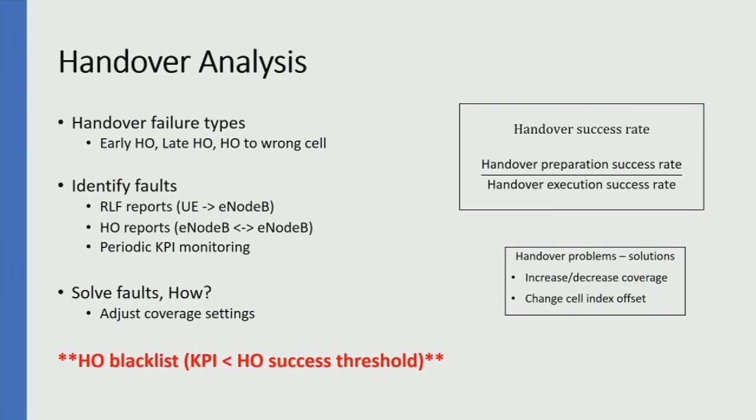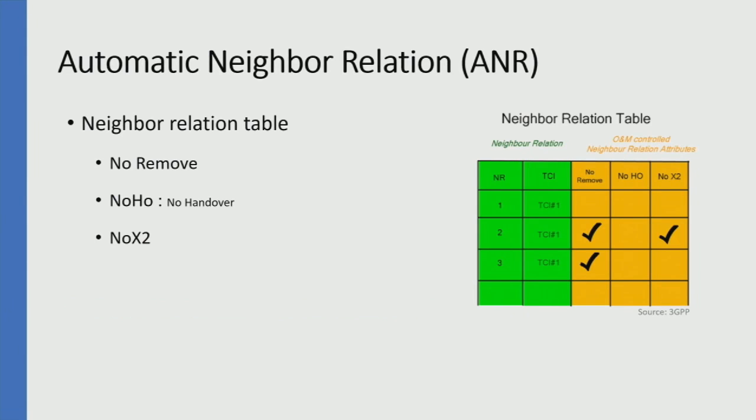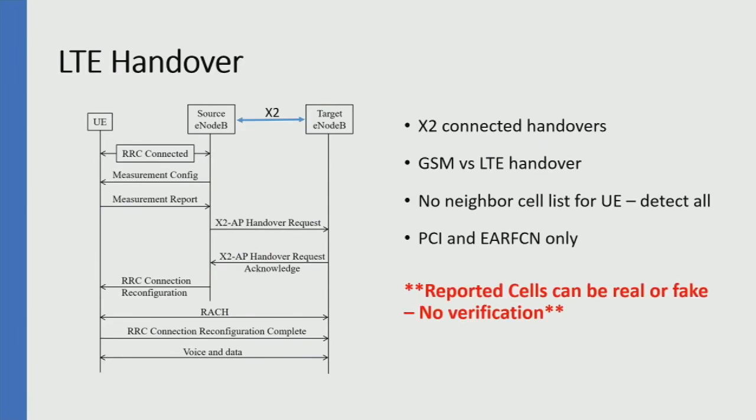So let's assume that there's a worst case where all the calls are being dropped by the base station. In such a case, if the KPI is going below a certain threshold, the base station can be handover blacklisted. For example, we saw in the neighbor relation table before that there is something called no handover. So this option could be checked because the base station is really doing badly.